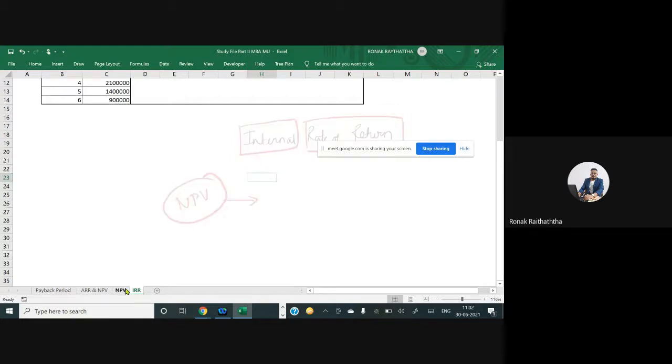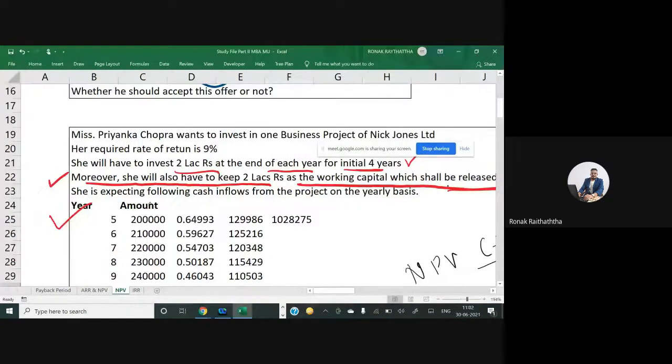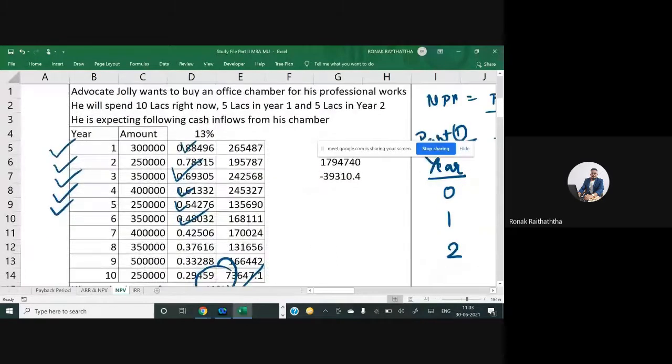Let's see the question of NPV again. Try to see all the questions of NPV were containing this particular provision of required rate of return. In the second example we took, it was 9%. In the earlier example we had taken, it was 13%. Based on that, we were commenting whether the project should be accepted or not, right?